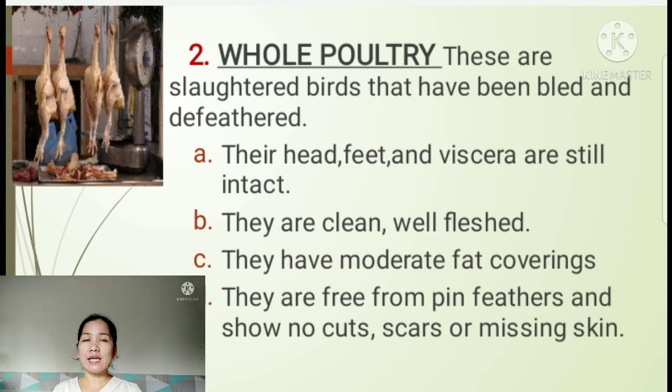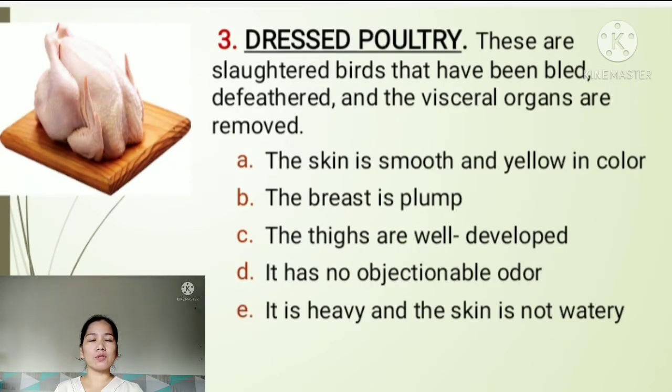Letter number 3, we have dressed poultry. Pag sinabi nating dressed poultry, these are slaughtered birds that have been bled, defeathered, and the viscera organs are removed. So, tinanggalan na ng alin? Tinanggal ang dugo, tinanggal ang balahibo, at tinanggal na yung viscera o yung tinatawag nating internal organs. Kagaya ng nakikita ninyo sa larawan.